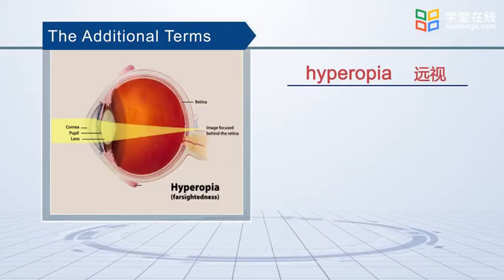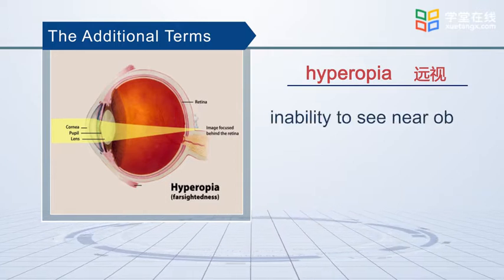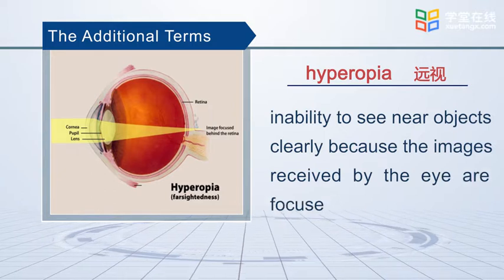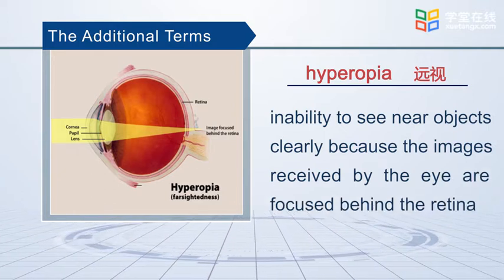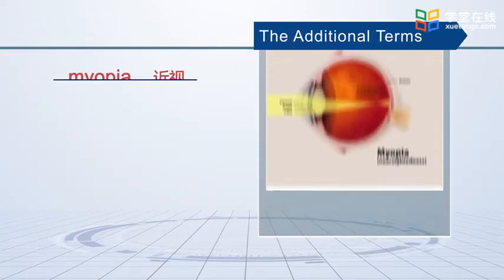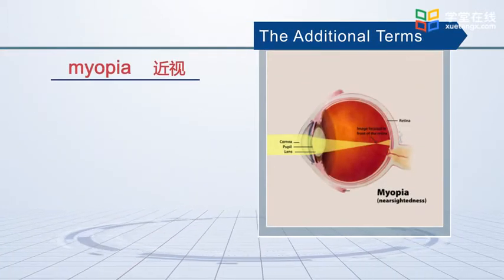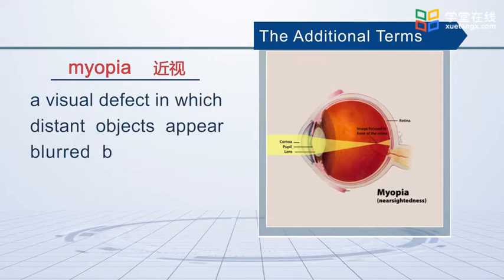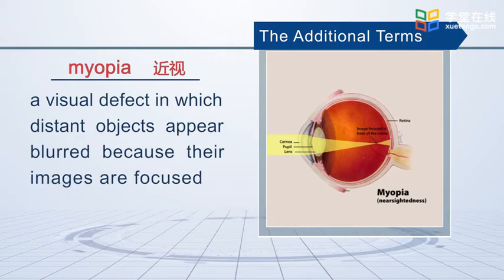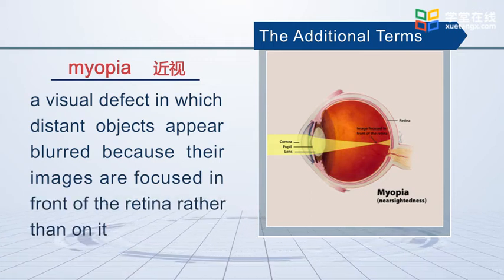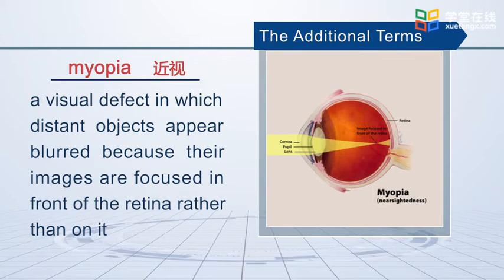Hyperopia. It is the inability to see near objects clearly because the images received by the eye are focused behind the retina. Myopia. It is a visual defect in which distant objects appear blurred because their images are focused in front of the retina rather than on it.